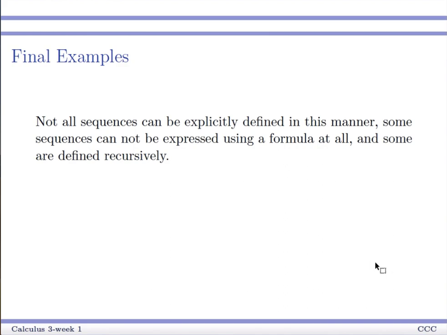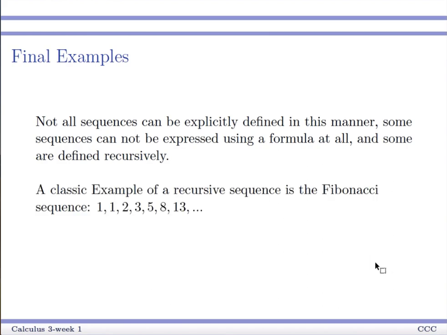I'm going to give you the most famously defined recursive sequence as an example, which is the Fibonacci sequence. So the Fibonacci sequence looks like 1, 1, 2, 3, 5, 8, 13. Our next one up would be 21, then 34, so forth, so forth. So how are we getting this?